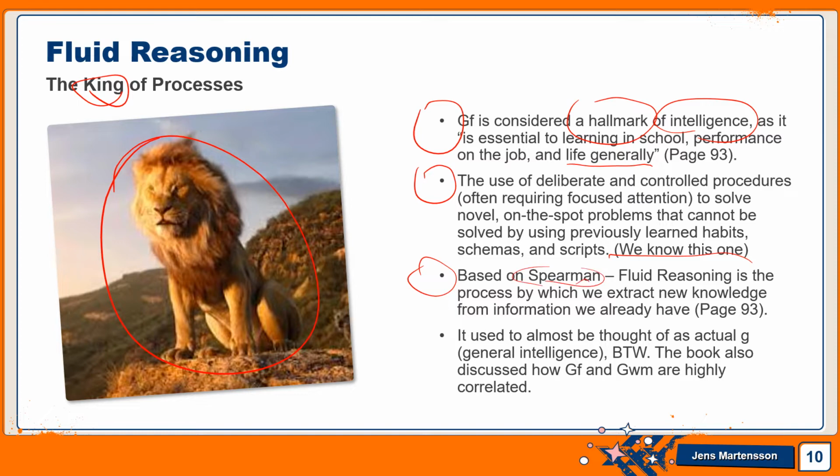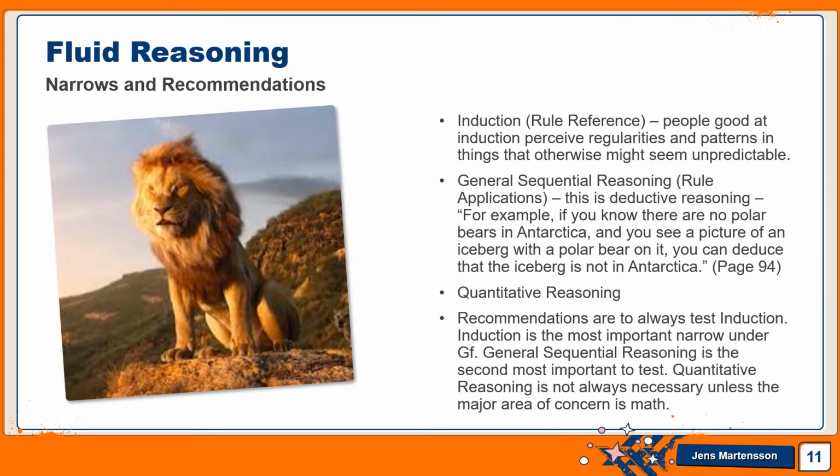So fluid reasoning is the process by which we extract new knowledge from information we already have. So new knowledge is the GF, and the knowledge we already have is the GC. It used to almost be thought of as actual G. So in the very beginning, many, many years ago, they actually thought fluid reasoning was kind of the general intelligence. But of course, now with the new research, they don't think that anymore. The book also discussed how GF and working memory are highly correlated. Talk about that in a second.